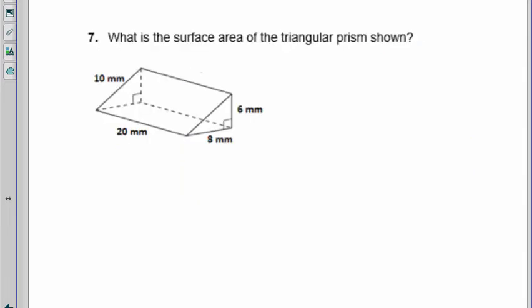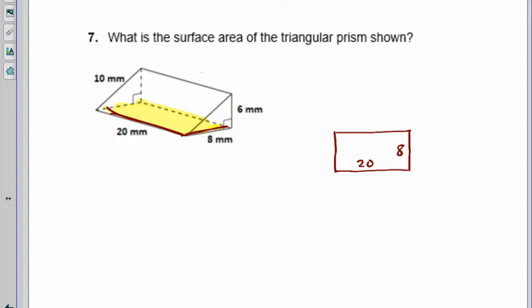All right, we need to find the surface area of this triangular prism. Remember, the surface area is the area of the surfaces. So let's draw a net. First, I want to start with the bottom of my prism. So it's not the base, right? It's not the base, it's just the bottom. And that is 20 units by 8 units. See? 20 units by 8 units.